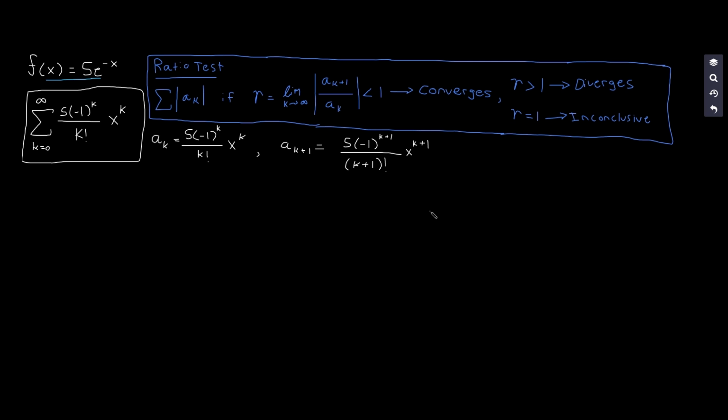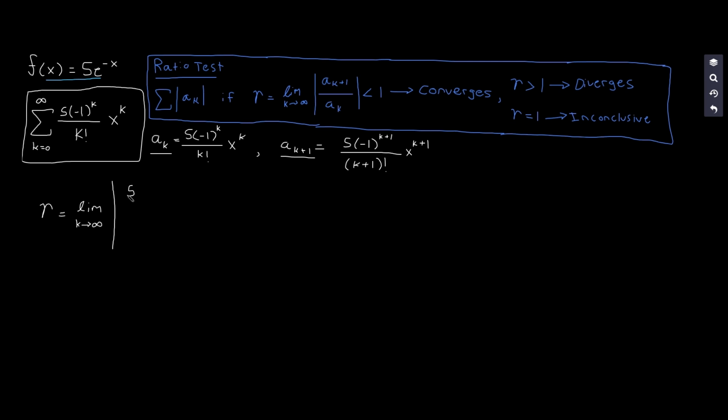So, well, we know what a sub k plus 1 is, and we know what a sub k is. So that would mean that we can find the ratio r equals the limit as k approaches infinity for a sub k. I just realized I'm probably going to need a little bit more room. Let's move this down. So the ratio equals the limit as k approaches infinity for the absolute value of a sub k plus 1.